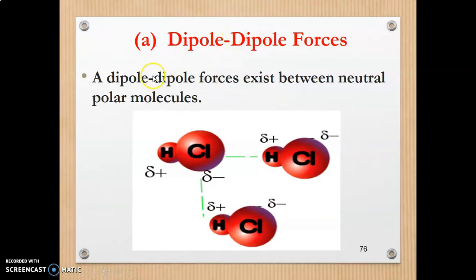Dipole forces exist between neutral polar molecules. For example, hydrogen chloride. In the hydrogen chloride molecule, hydrogen is more electropositive compared to chlorine. Chlorine is more electronegative than hydrogen. So the attractive force is between the partially negative and the partially positive. This is dipole forces.